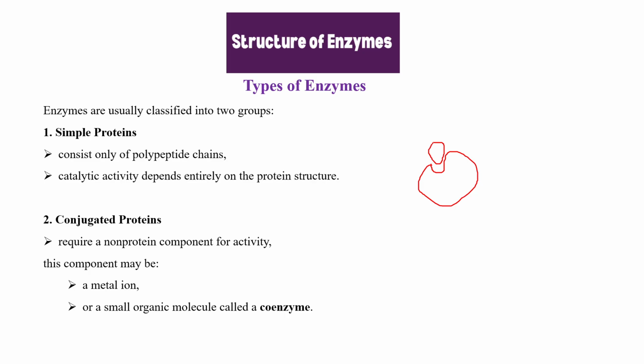So they may require a metal ion or a small organic molecule called a coenzyme. So they need either a metal ion to bind to it, or they need a coenzyme. That is for the conjugated proteins. Simple proteins, they don't need anything. All they are composed of is their polypeptide chains made up of their active sites, and the catalytic activity will depend on only the protein structure. For the conjugated, their catalytic activity will depend on the protein structure, the active site, and also a coenzyme or a metal ion.